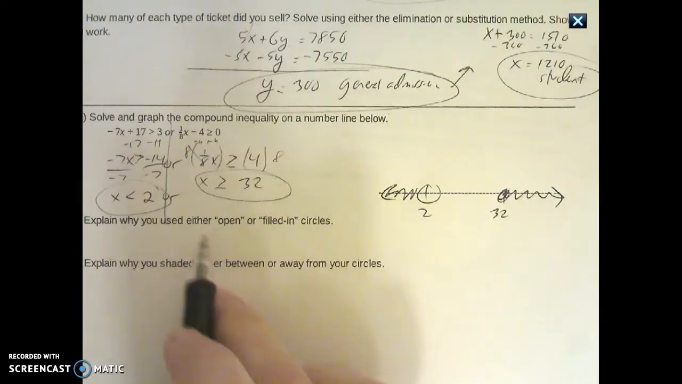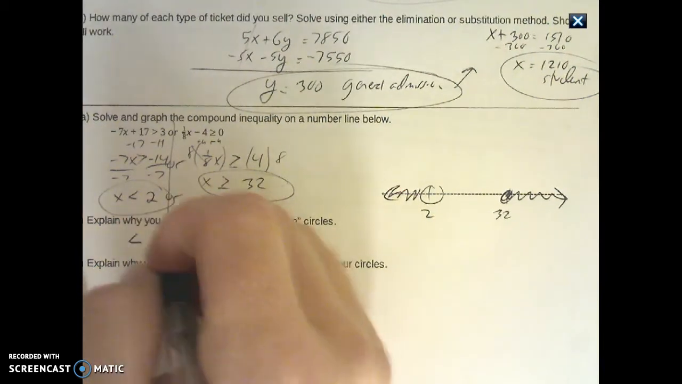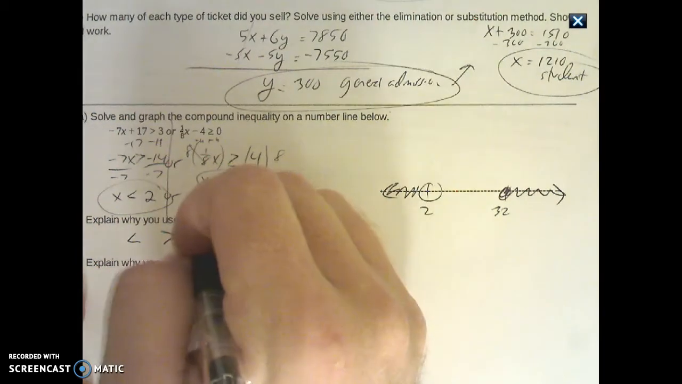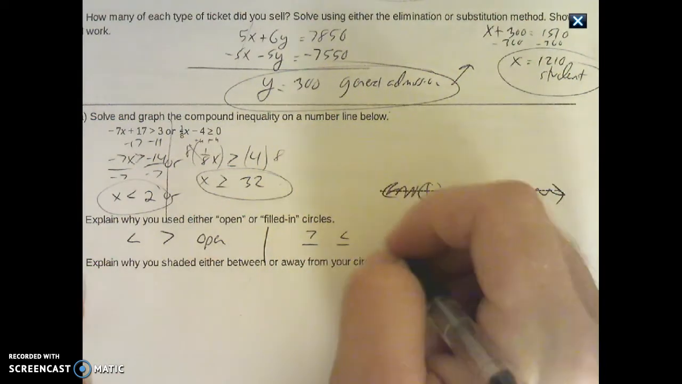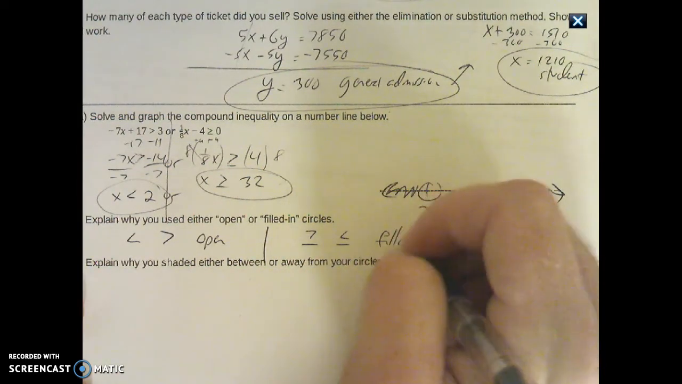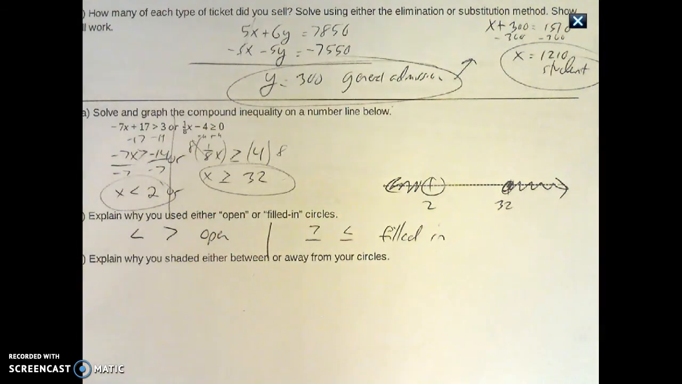Okay, explain why I use either open or filled in circles. All I'm looking for is this. Less than, greater than is open. Less or greater than or equal to, less than or equal to, or filled in or closed. That's it. You guys know that. Okay, you've been telling me that in class.